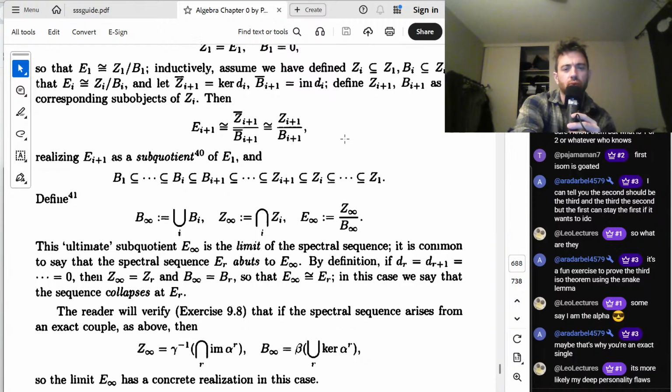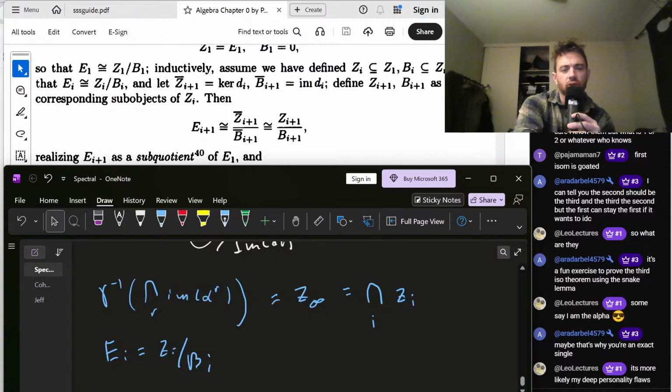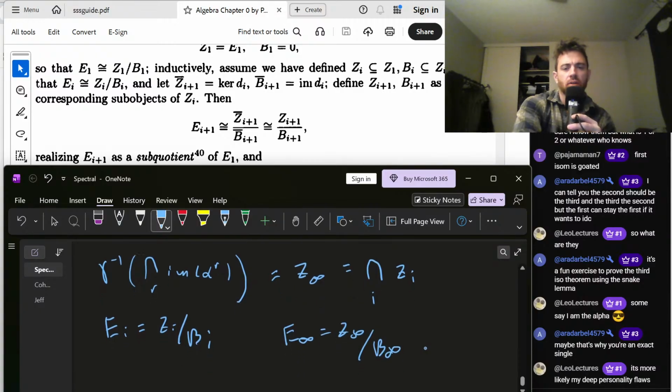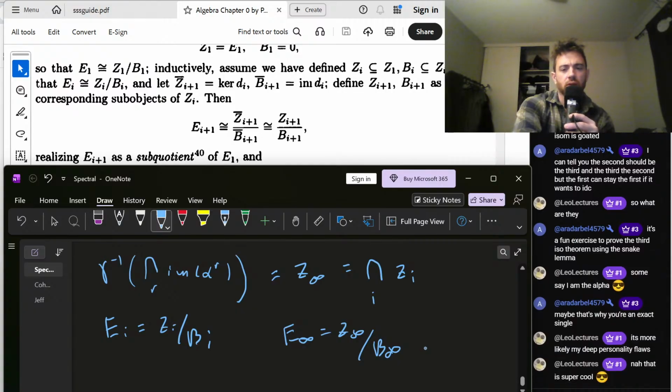So, right, E infinity is this quotient. Maybe we want to use that fact. Okay. Whatever, let's try to prove it, I guess.